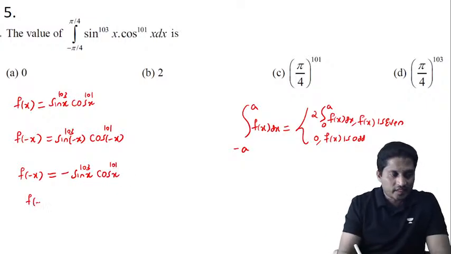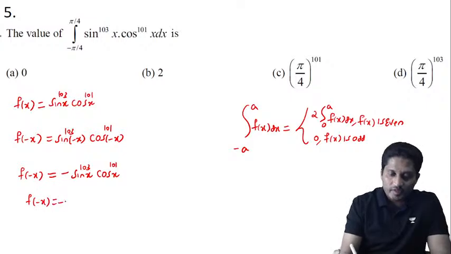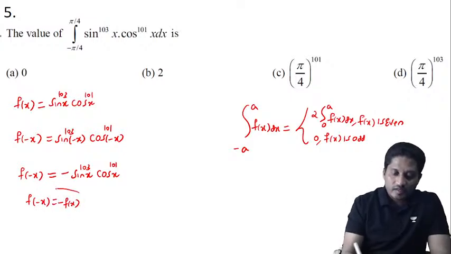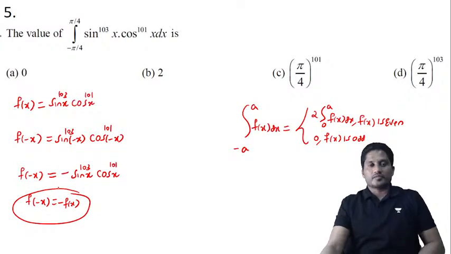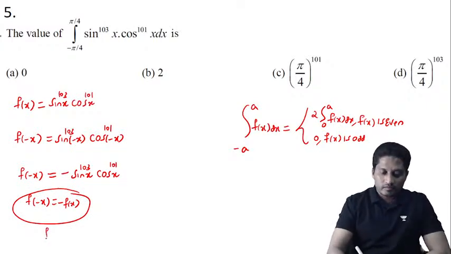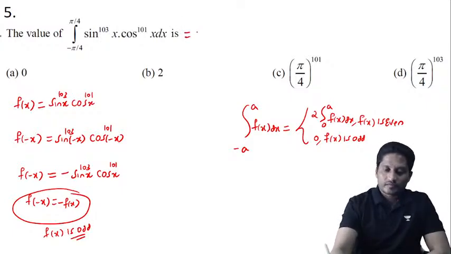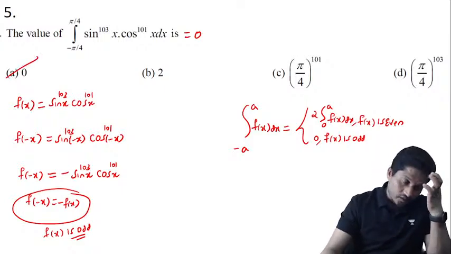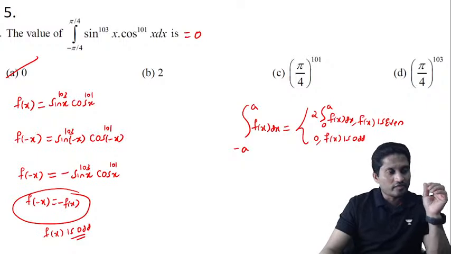And f of minus x will be equal to minus f of x. F of minus x equal to minus fx means fx is odd, right? Therefore fx is odd. If it is odd, answer should be 0. Okay, answer is option A. You understand, guys? So this is the third question we are doing on even function, odd function.